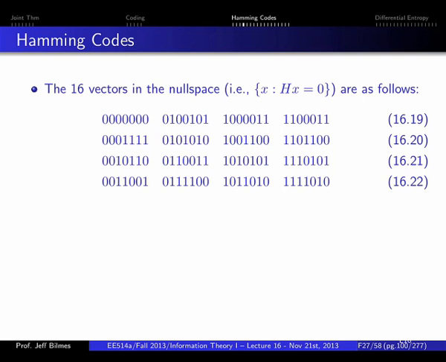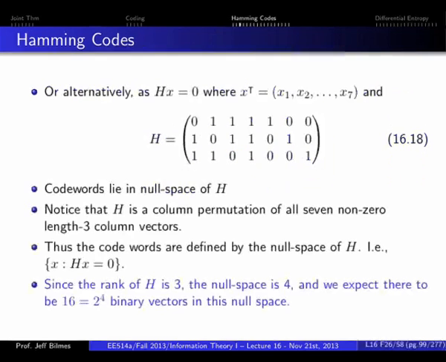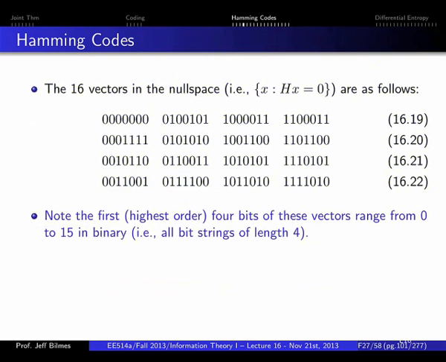Because this is the null space of Hx equals zero, right? So these are all of the code words that satisfy all three parity conditions. Remember, the parity conditions are encoded in this matrix. And notice that the first four bits range over all possible information words that we might want to send. So we've got 0000, 0001, 0010, 0011, and so on. So the first four bits just count from 0 up to 15.